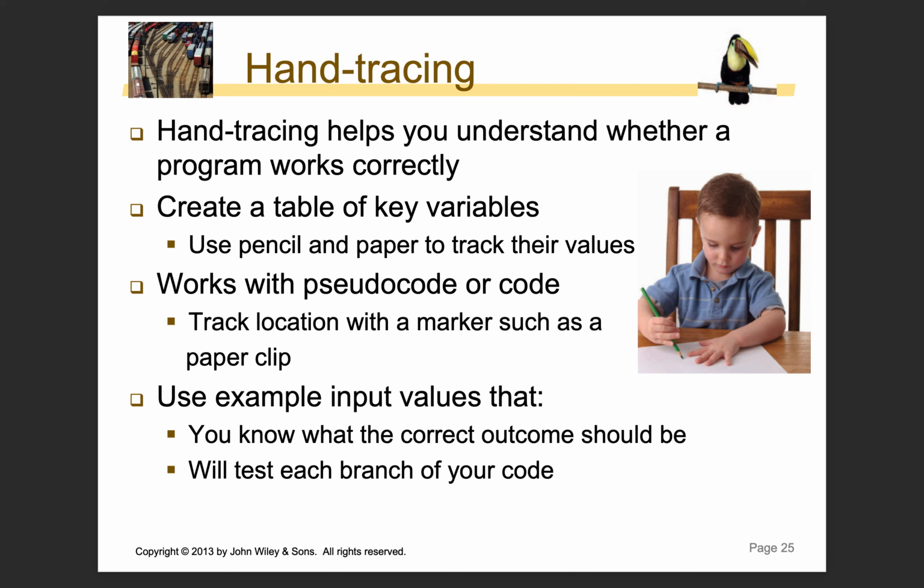Typically, what we do is we track our location with a marker, such as a paperclip, through our pseudocode or through our code, and then we have our big table, and we change the values in that of the variables. And then we test it. So we use example input variables that you know what the correct outcome should be, and that you also want to test each branch of your code. So maybe, if we looked at Liam's pizza example again, we'd run through ordering a medium pizza with very few toppings, a medium pizza with lots of toppings, a large pizza with lots of toppings, and a large pizza with few toppings. And just test that the output that we get from our system is the one that we expect.